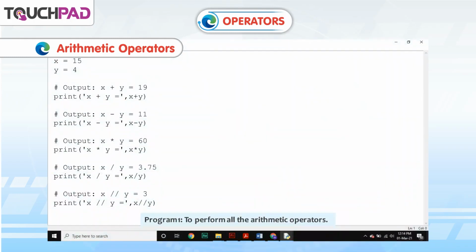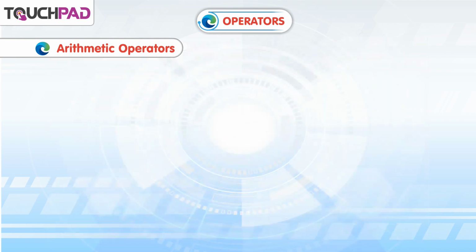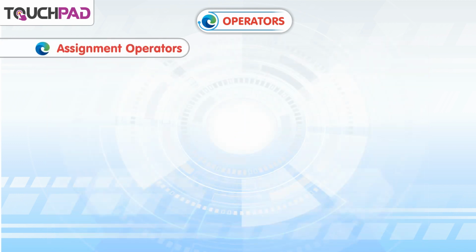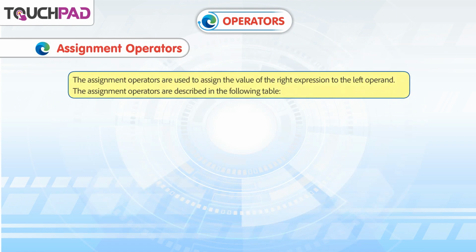Program 1. To perform all the arithmetic operators. The result of the program is assignment operators. The assignment operators are used to assign the value of the right expression to the left operand. The assignment operators are described in the following table.